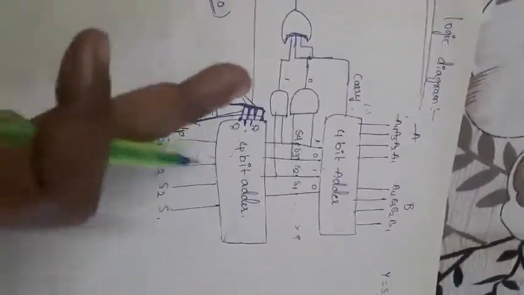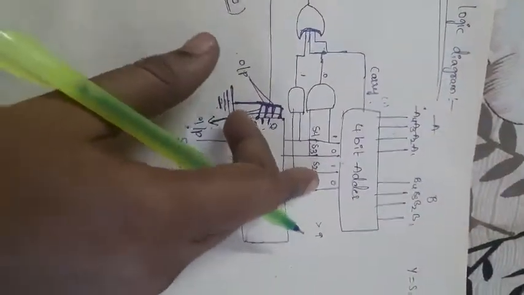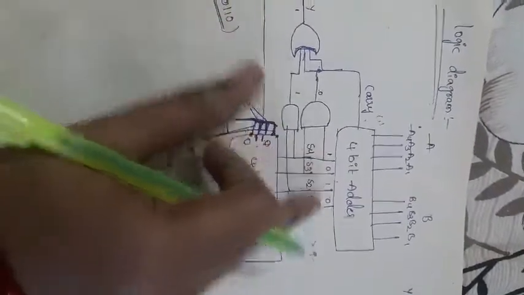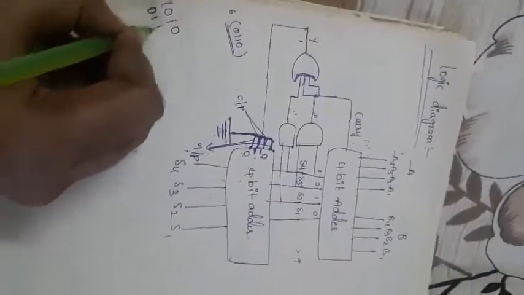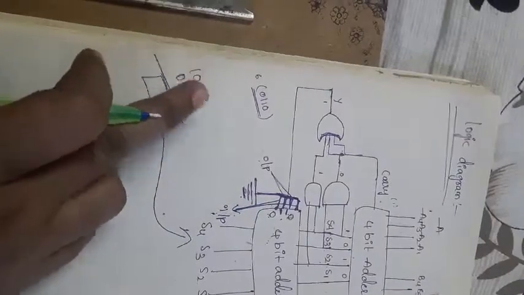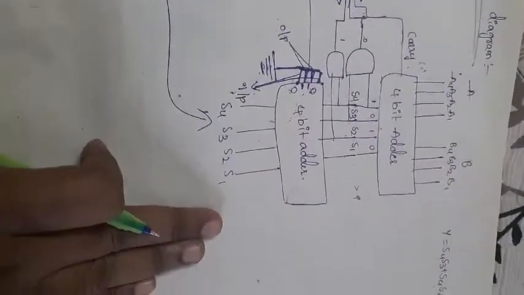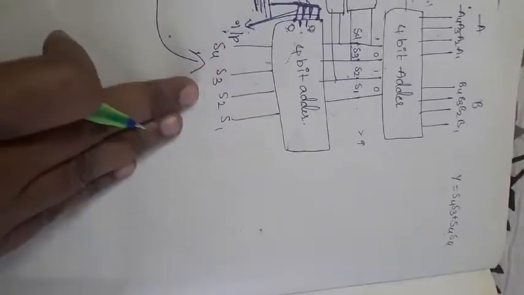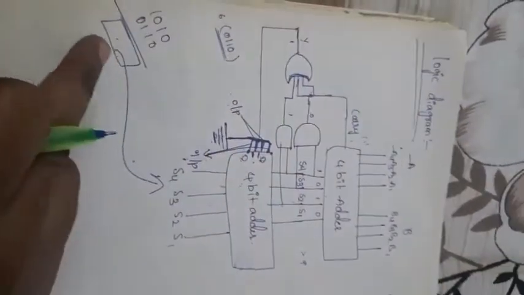Now the 6 we are getting here is going to be added to this sum by the 4-bit adder. This 4-bit number is added to the 1010 sum, that means 1010 added with 0110. Whatever result we get here is the final sum for this 4-bit adder. So the 4-bit adder is going to add the sum lines with 6, and your correction is done.